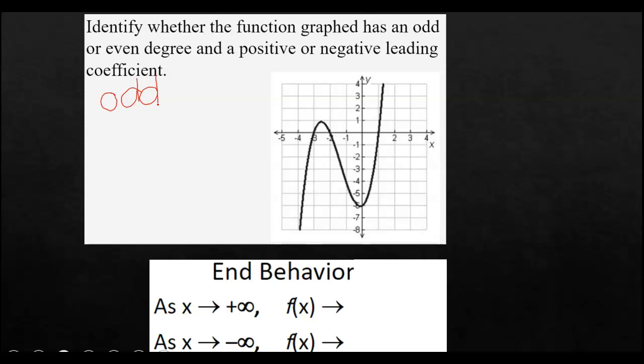The degree is 1 more than the total number of max and mins. So there is 1 max, 1 min. So there are 2 total. Therefore, the degree is 3. Or you can just count the slants. A degree 3 function is called a cubic. Damn. I'm getting advanced.